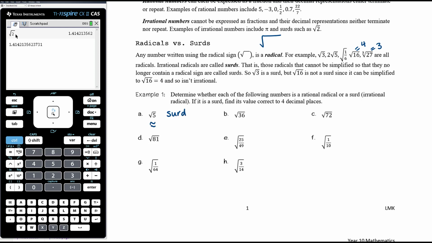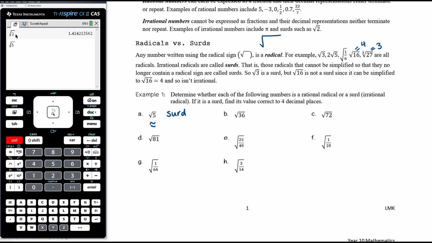And to 4 decimal places, let's have a think about roughly how big we're expecting root 5 to be. Well, we know root 4 is 2, and we know that root 9 is 3, and so therefore root 5 is going to have to be somewhere between 2 and 3. And given that root 5 is closer to root 4 than it is to root 9, it's probably going to be closer to 2 than it is to 3.